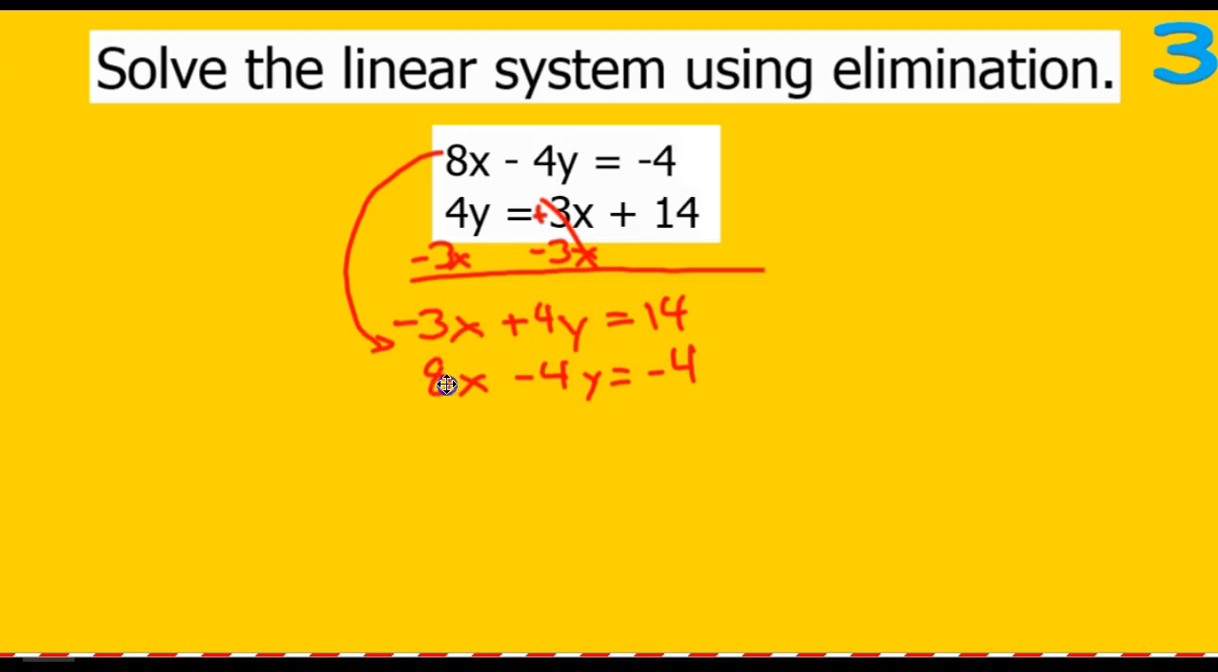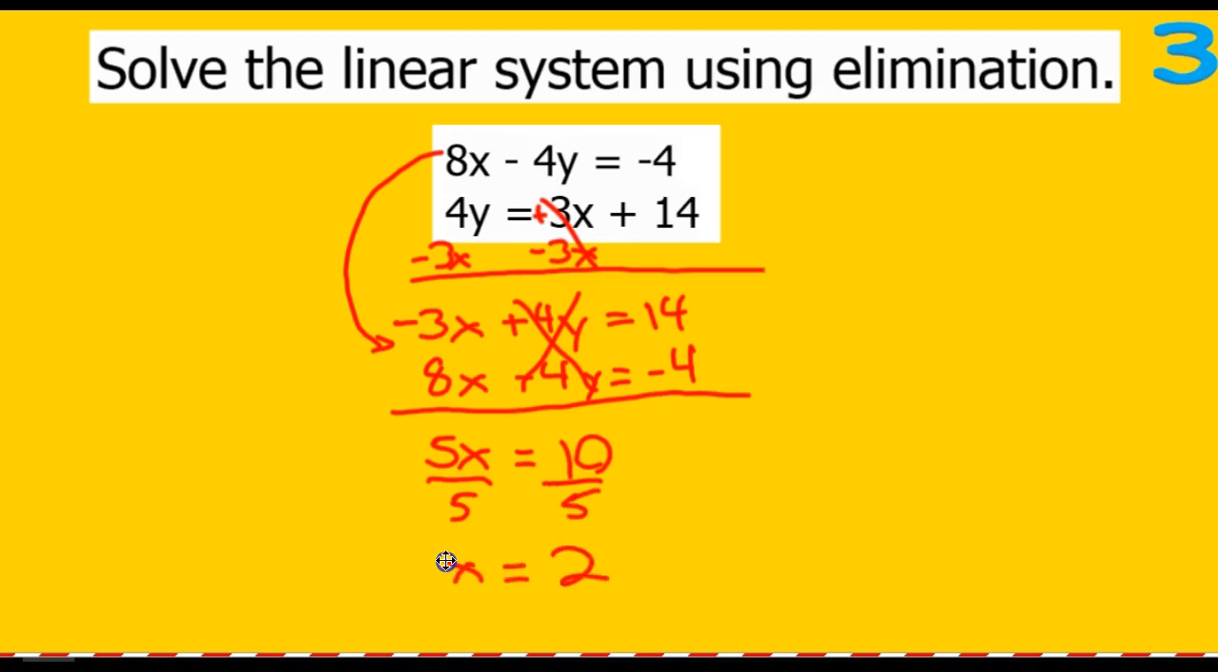Now negative 3 and 8 aren't the same, but 4 and negative 4 are the same. Those can be eliminated because 4 plus a negative 4 gives us 0. Those are eliminated. Negative 3x plus 8x gives us 5x. 14 plus a negative 4 gives us 10. So divide by 5. And x equals 2.